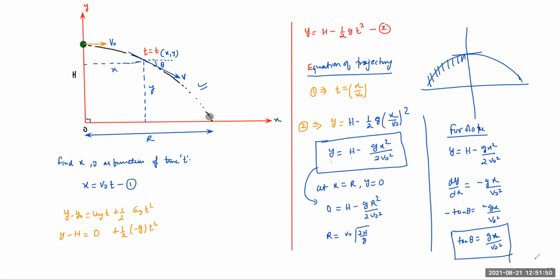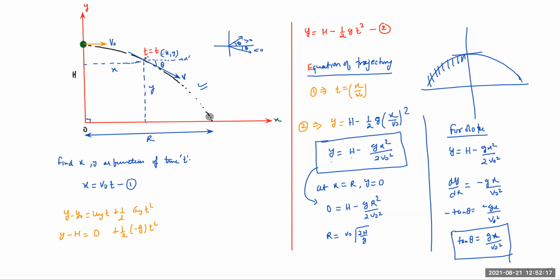Sir, I didn't understand this one. Pardon? Why do you take minus tan theta? Yeah, that's the rule actually. If we have x and y axis, let's say you have a graph here. This theta is positive, but if I take theta below the x-axis, we take negative because tan theta is negative.